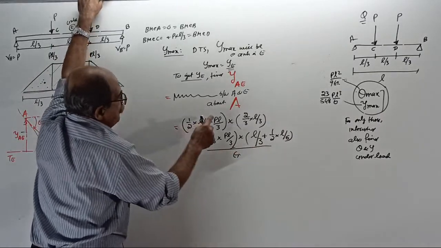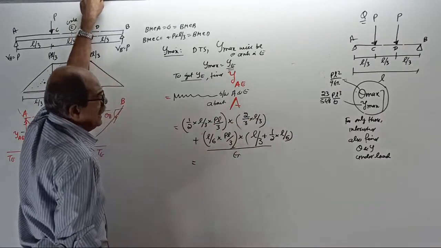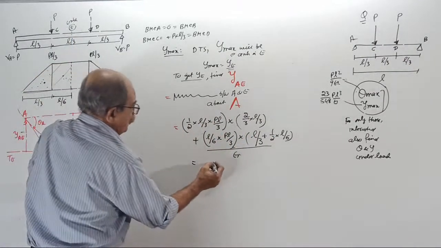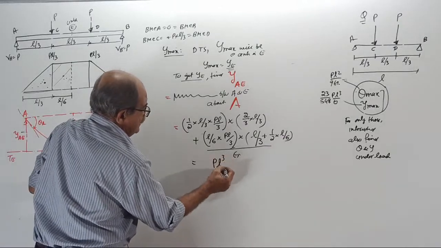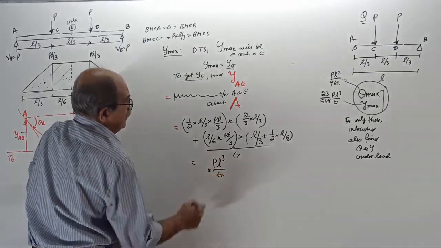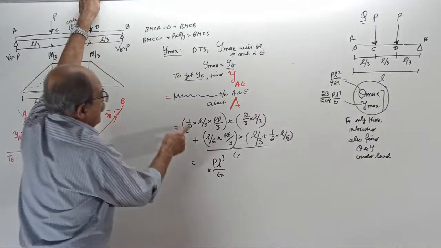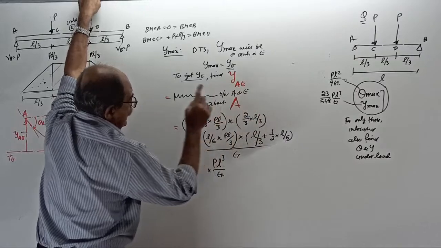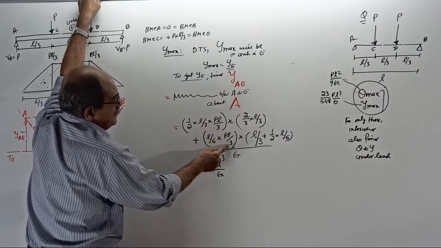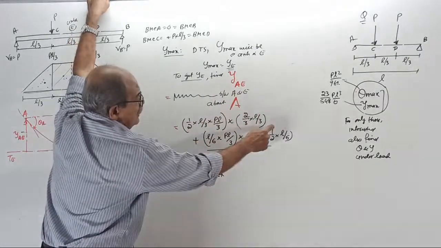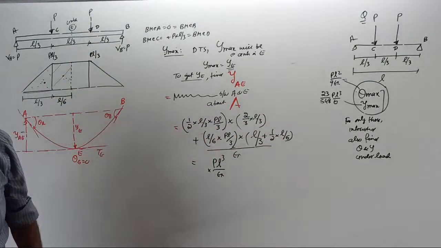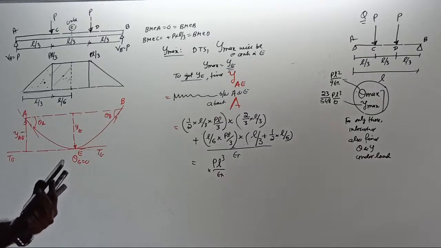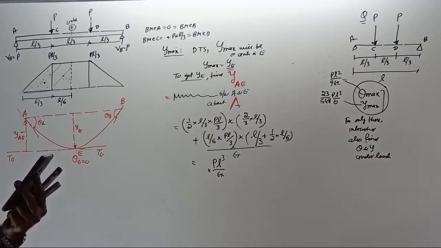Calculate. PL into L into L, PL cube. So PL cube will come outside, divided by EI, and a number will come. Tell the answer. 1 by 2 into 1 by 3 into 1 by 3 into 2 by 3 of 1 by 3 plus 1 by 6 into 1 by 3 into bracket 1 by 3 plus 1 by 12. Answer. Operate your calculator and tell the answer.